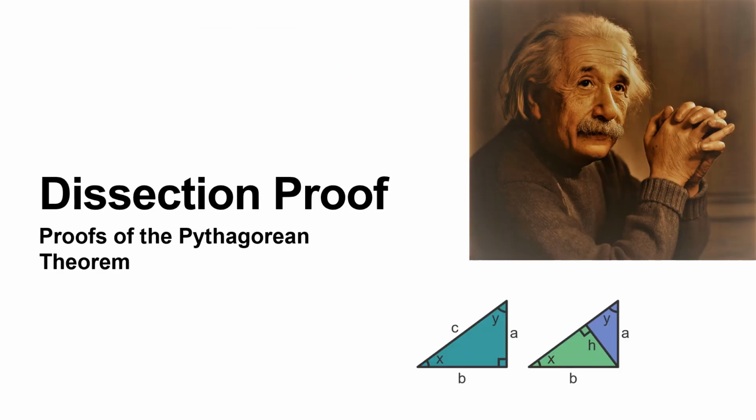Next is the bisection proof. The bisection proof, also called the proof by dissection, is one of the more modern proofs of the Pythagoras theorem and was discovered by none other than Albert Einstein when he was either 12 or 13 years old. This proof uses similar triangles and their properties to show that the theorem is true.